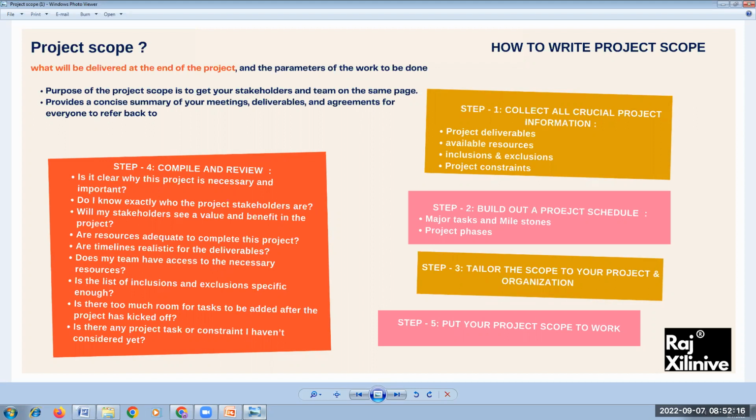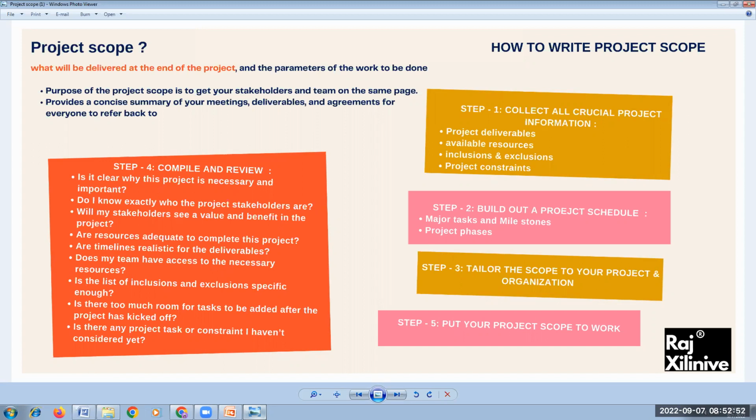So this is the first thing we have to do when we are trying to understand the scope of the project. The first thing you need to do is collect the crucial information of the project. You must know about the project deliverables. Next, you must know about the available resources required for us to develop the solution. Third, you must know about the inclusions and exclusions of the project. Followed by this, we must know what project constraints we have. So this is the first thing we have to do in reference to the project information.